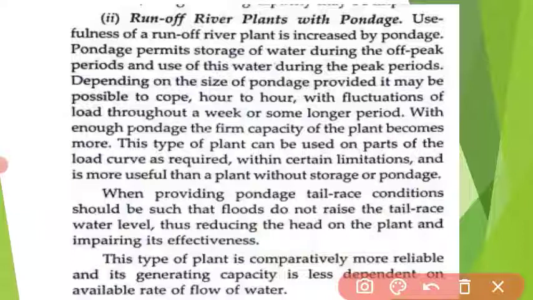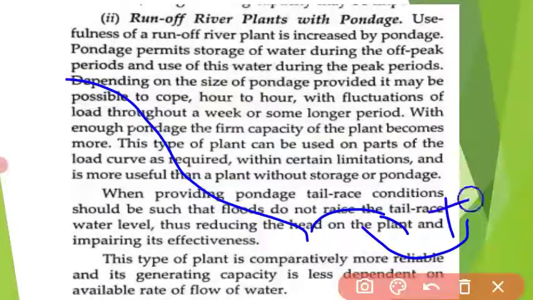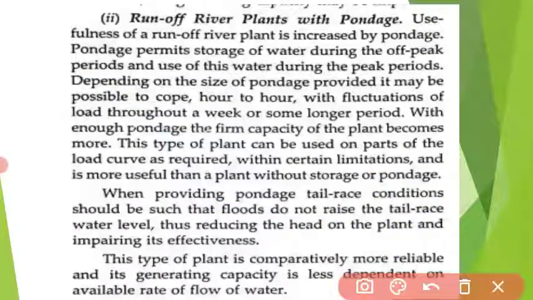And one more point is given: when providing the pondage, tail race conditions should be such that floods do not raise the tail race water level. Tail race water level means the water level after generation. It should not rise, because if it rises, the head on the plant is reduced, impairing its effectiveness.